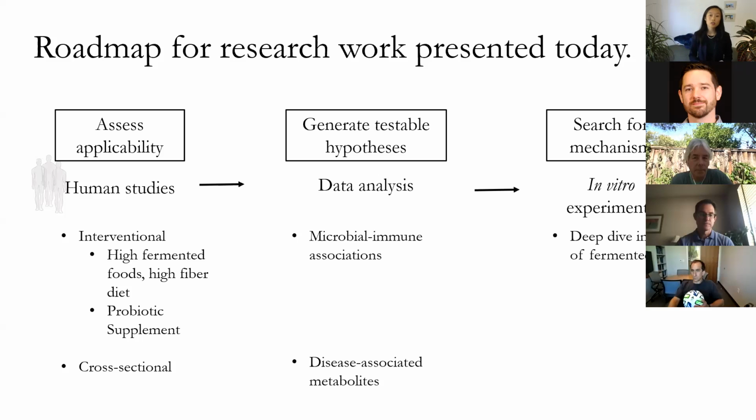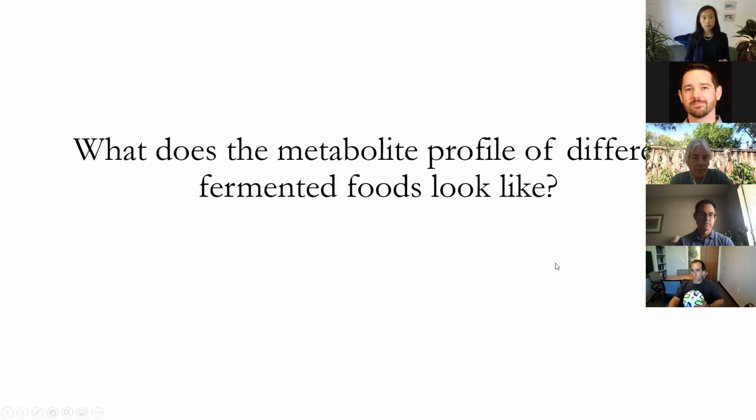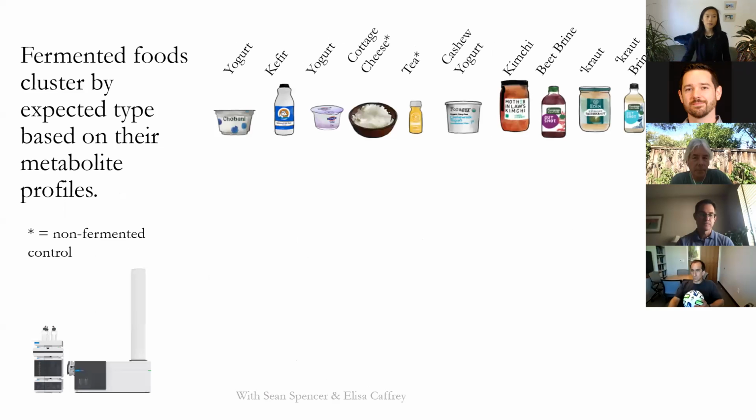Okay. First in vitro experiment is metabolomics again, a deep dive into fermented foods. So I talked about there are two components of fermented foods that we were interested in seeing if they had an effect on the immune system. First was the cohort of microbes, which we investigated a little bit with the probiotic supplement. Now we want to look at the metabolites that are in those fermented foods. What does the metabolite profile of different fermented foods look like?